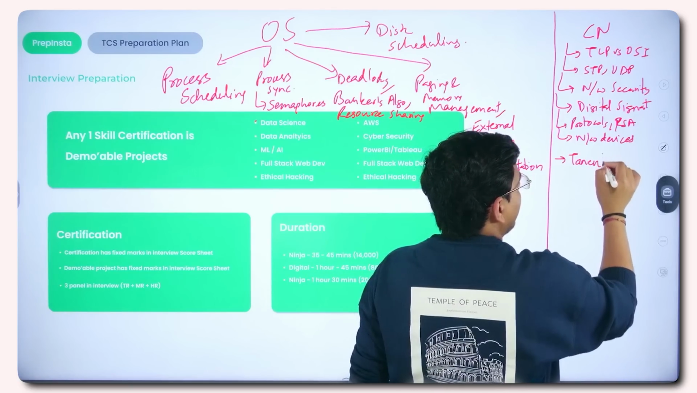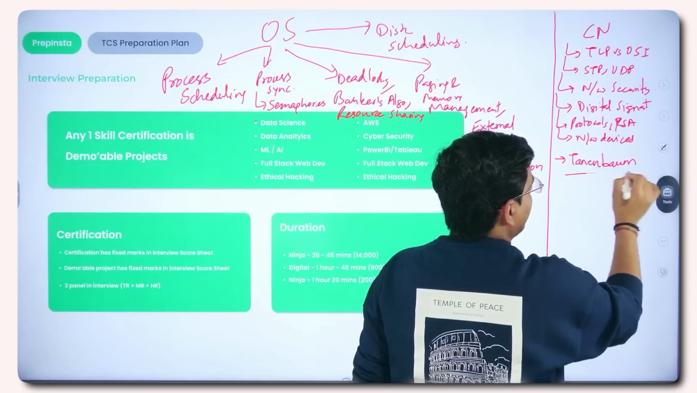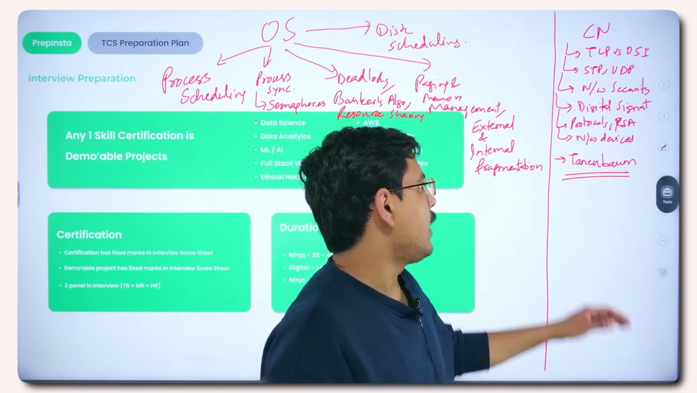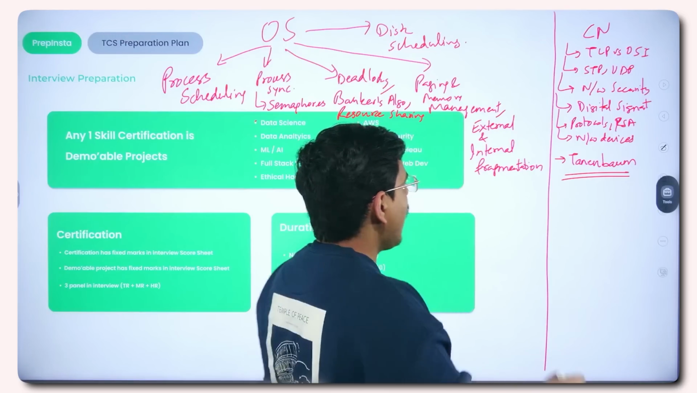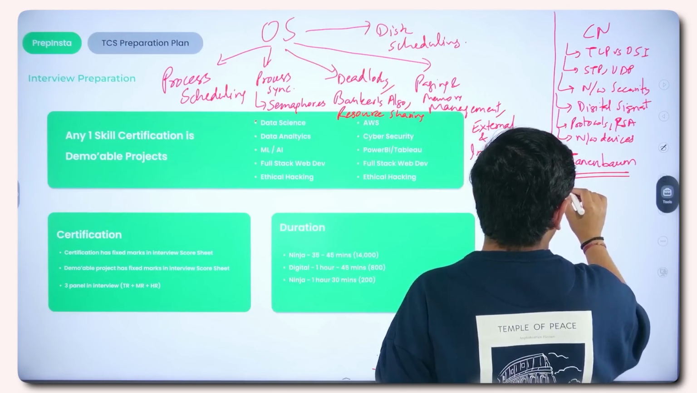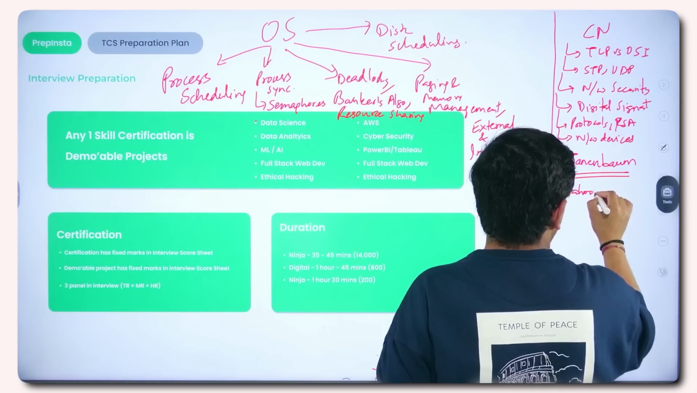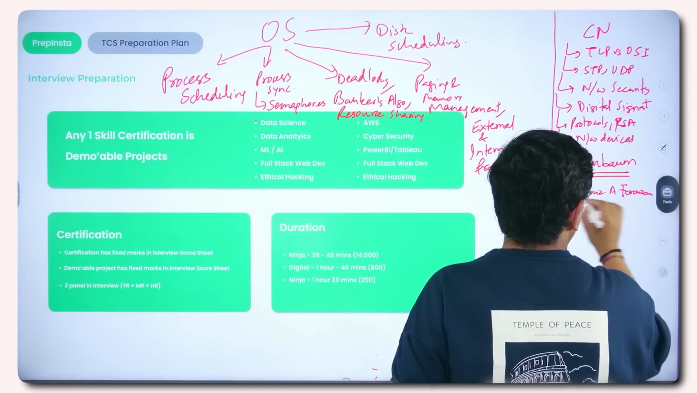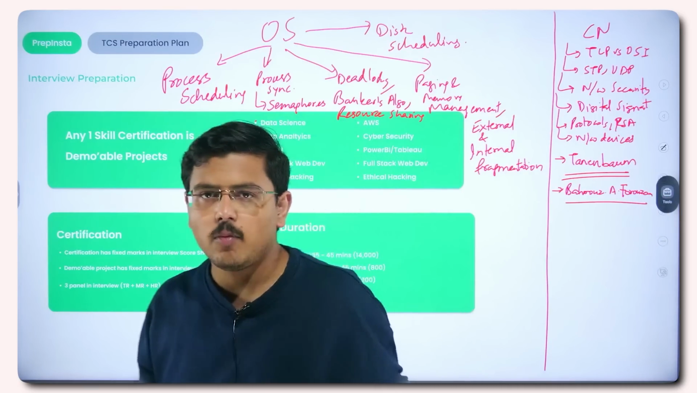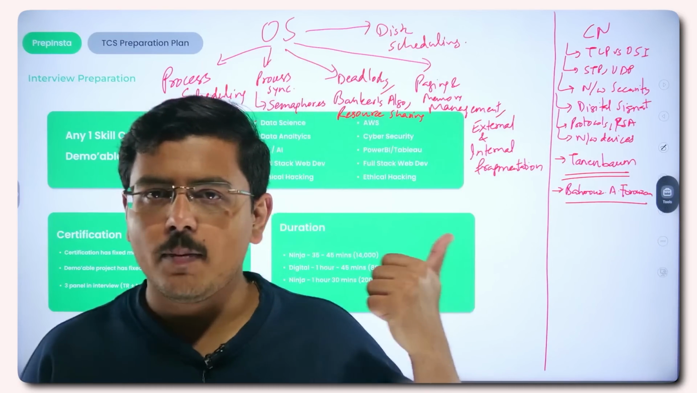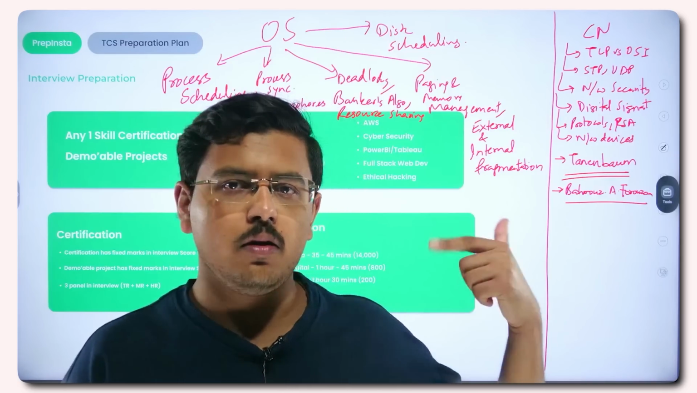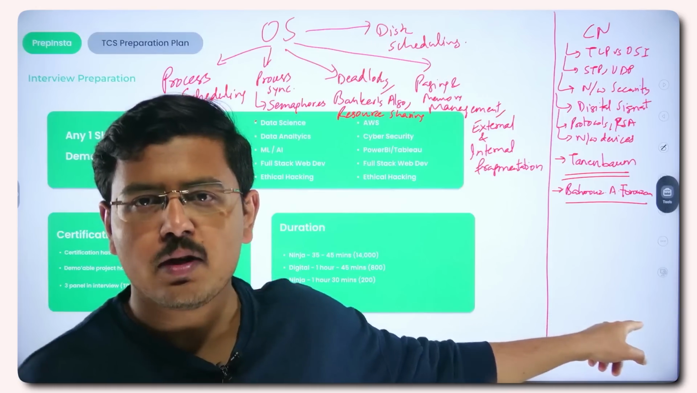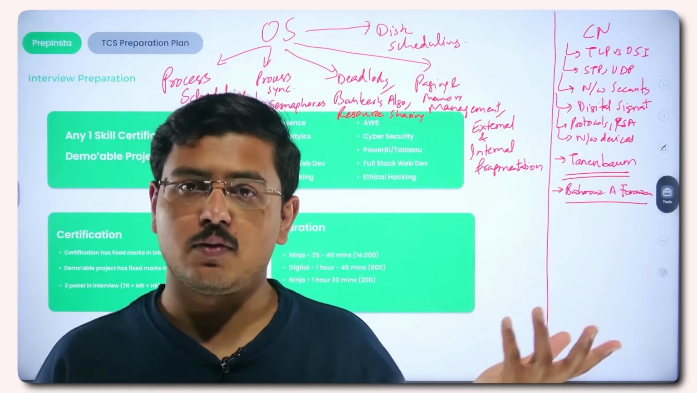I am writing the name of this author. This is the name of author Tannenbaum. This person has written an immensely good book and I have personally used this book. Alongside this, there is one more book, by Behrouz A. Forouzan. So these are two books, Tannenbaum and Behrouz A. Forouzan. Tannenbaum I have personally used, very good book. I have not used Behrouz A. Forouzan, but this is also a very good book, that's what I have heard.